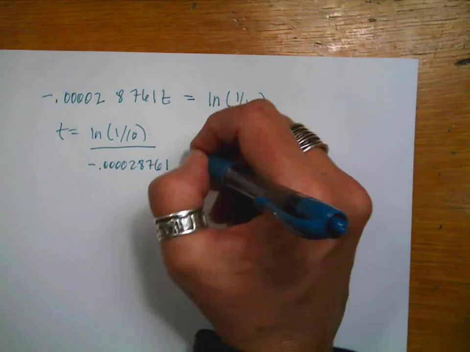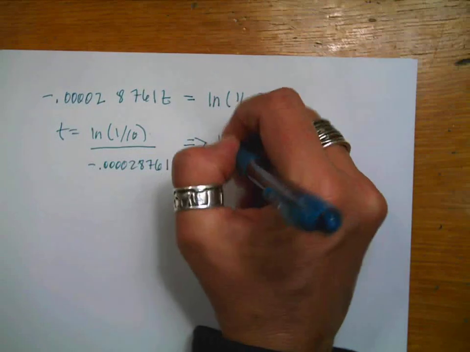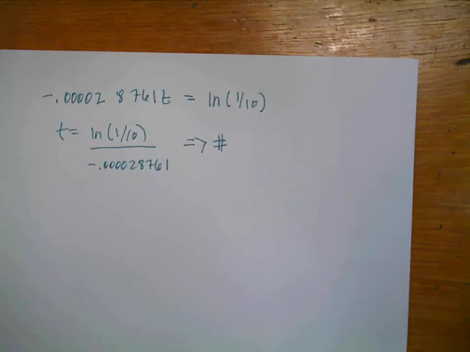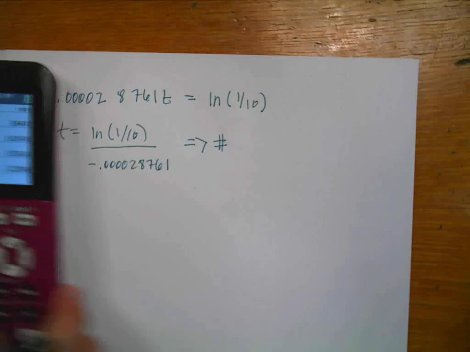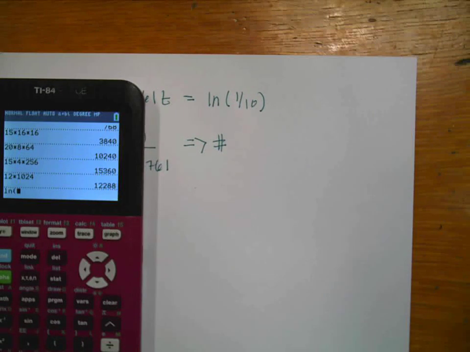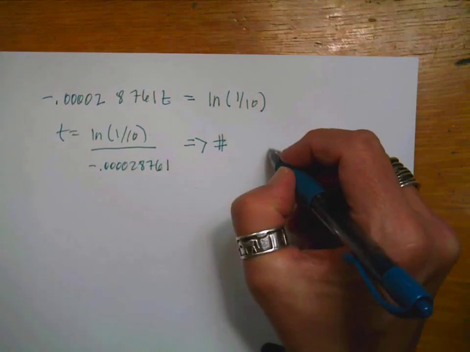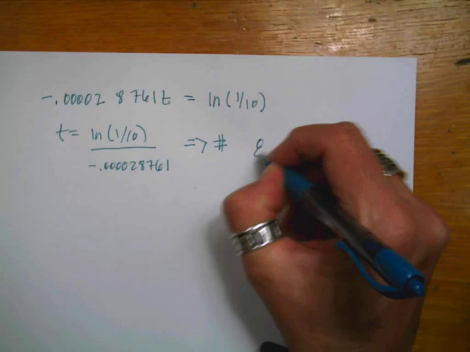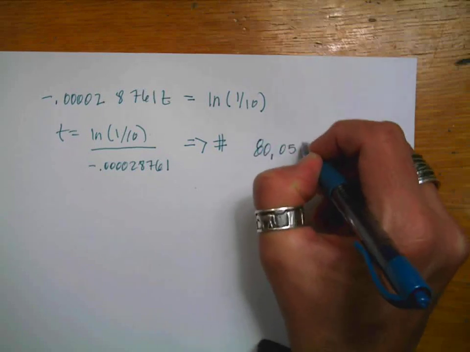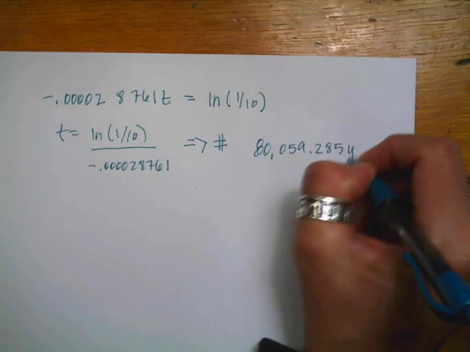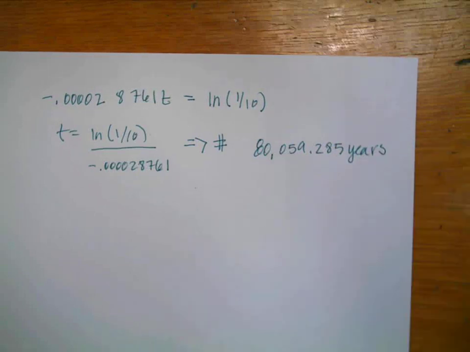0.123428761. And when I solve for t, did I write it down? Oh, I didn't push buttons on my grapher. So it's going to equal a number, and that will be your number. I guess I should do that. That would be polite. So I'm going to do the natural log of 1 divided by 10. I was a slacker. Divided by negative 0.123428761. Go. And I get that it's going to take such a long time, 80,059.285 years. Oh, my goodness.